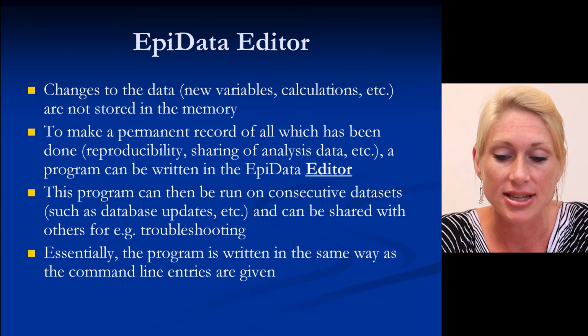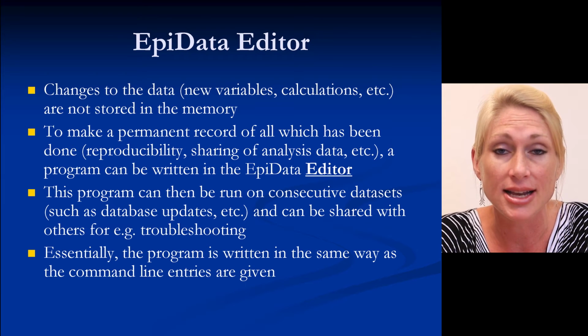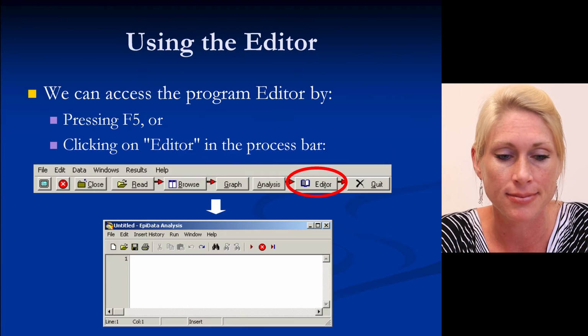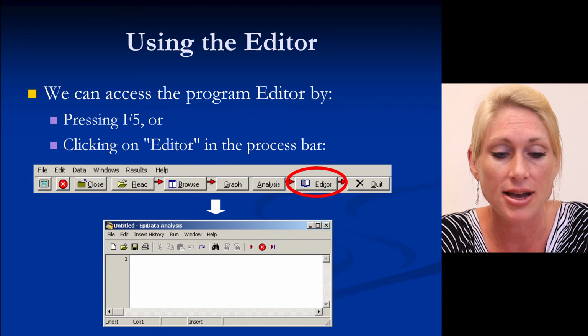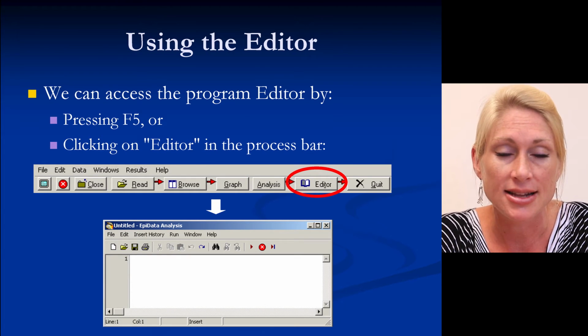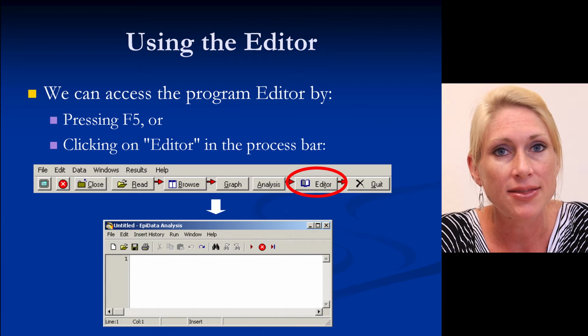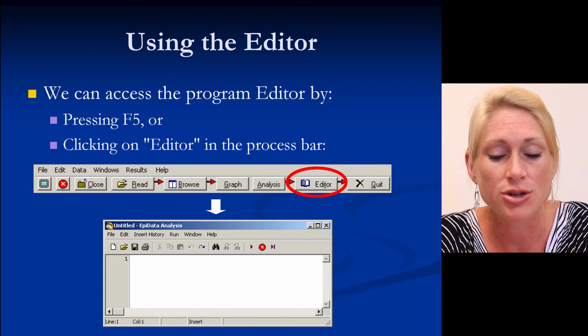Essentially, the program is written in the same way as the command line entries are given. And we can access the program editor either by pressing F5 or by clicking on Editor in the process bar. This editor screen then appears, and this can be typed into just as you would a word processor.